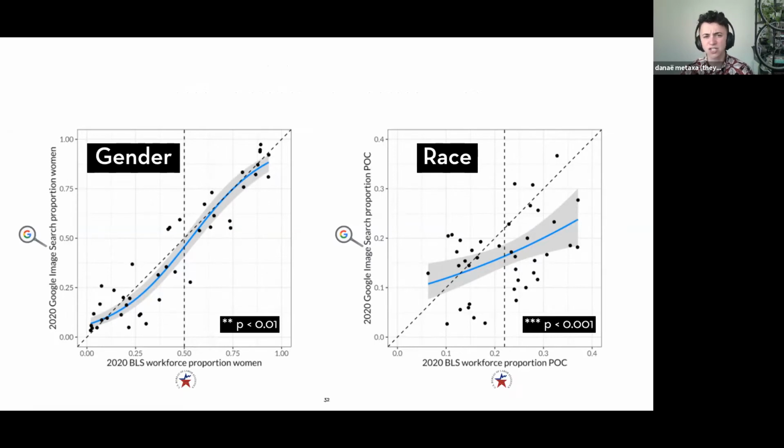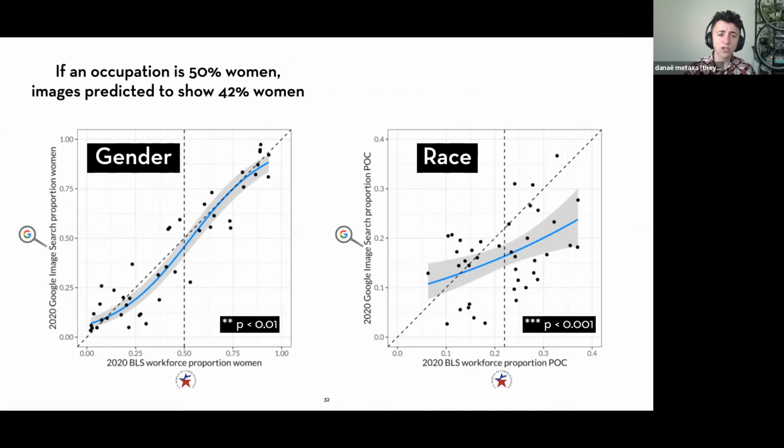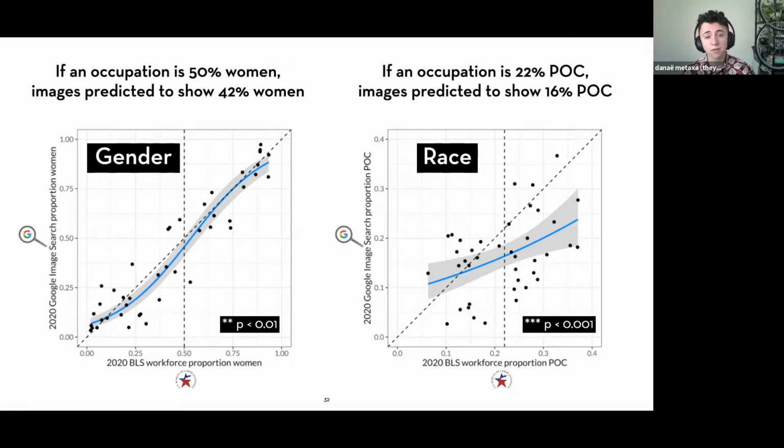So summarizing this for digestibility, we could say that for an occupation that's 50% women, this model predicts that images will show 42% women. For an occupation that's 22% people of color, the model predicts that images will show 16% people of color. And in both of these cases, these differences are statistically significant, even more strongly in the case of race than of gender.